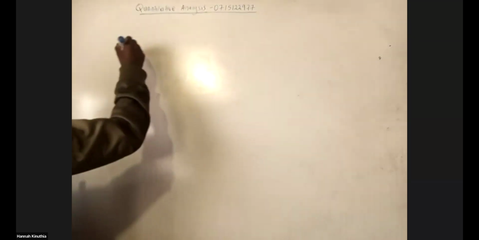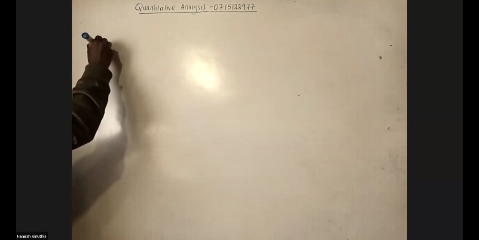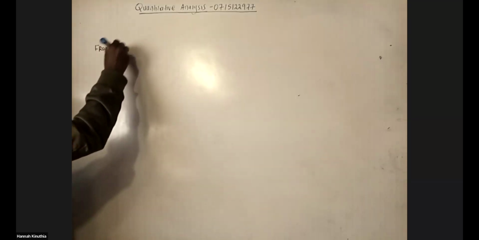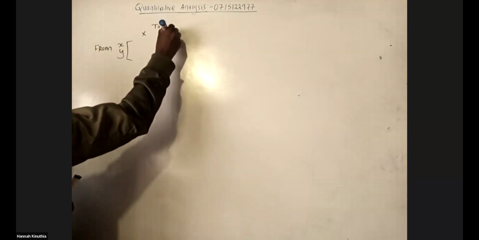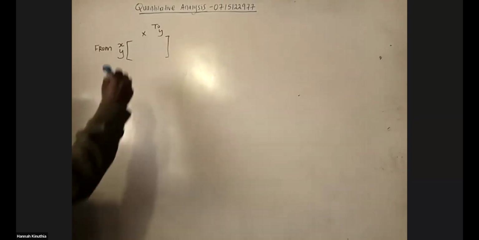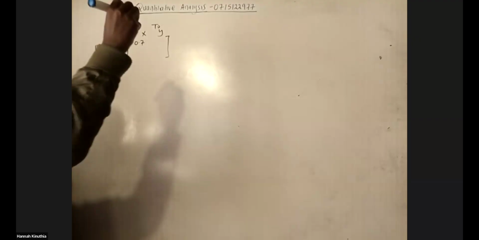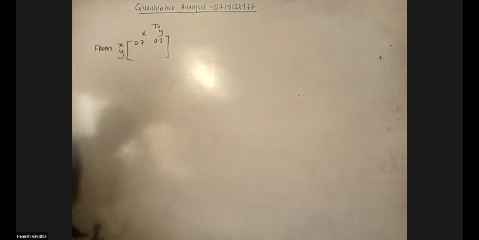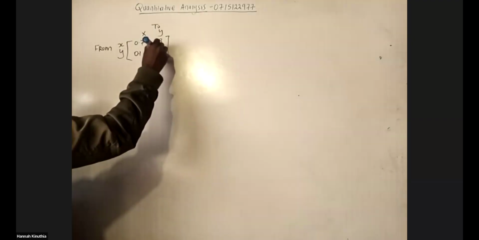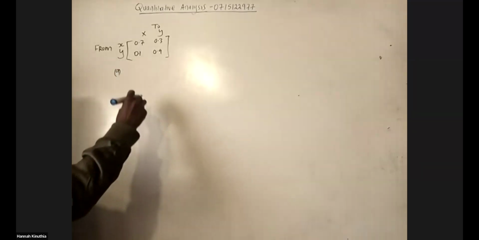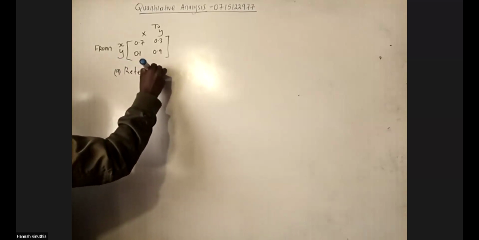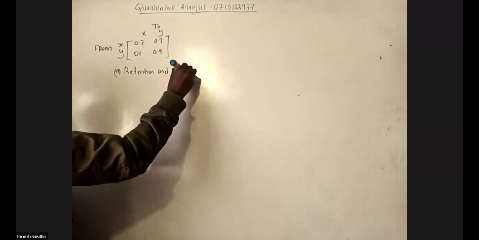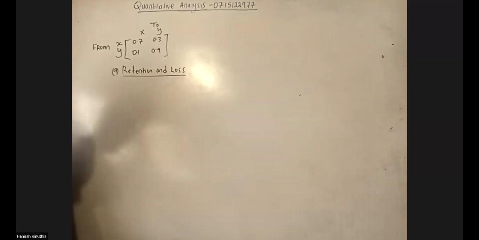So we have from x and y. Then we have xy, that is 2. Then you have 0.7, 0.3, again 0.1, 0.9. So number A, we will talk about the retention and loss. So if you find that one in an exam, how do you explain it?